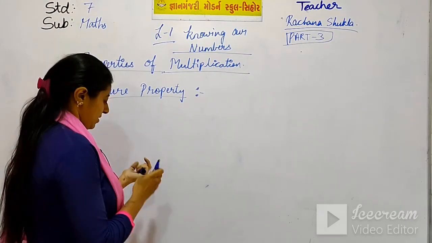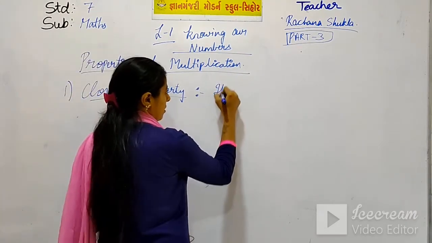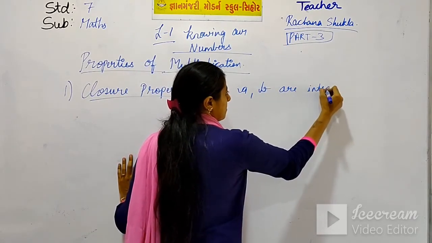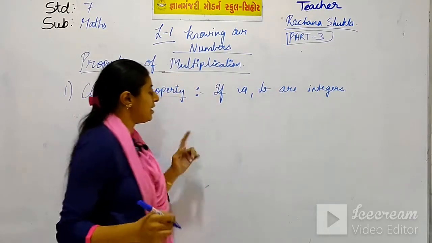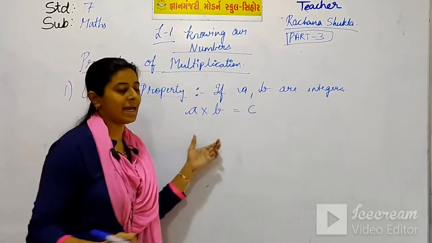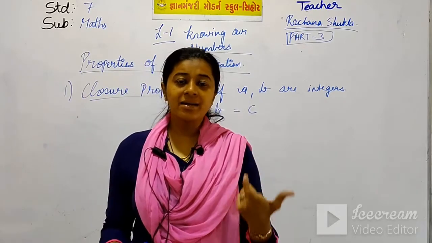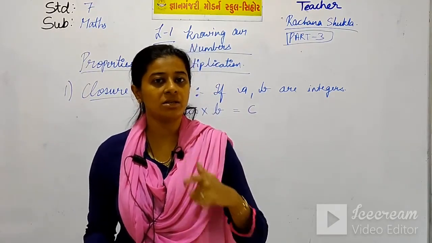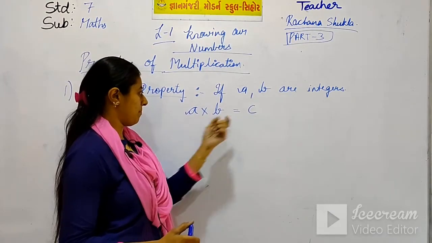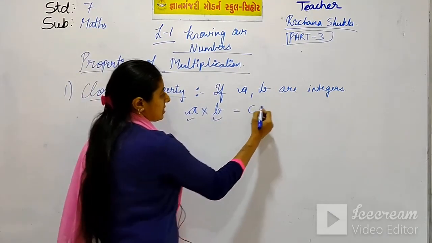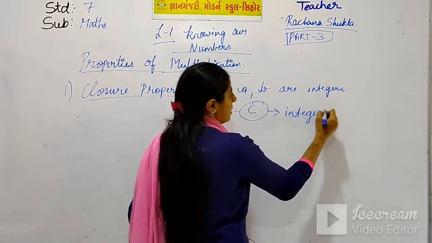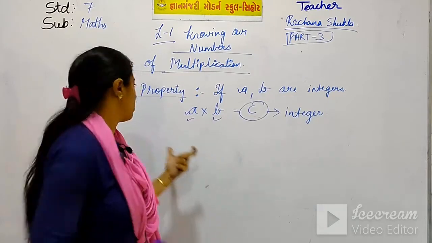Closure property. See, if A and B are integers, and if you multiply A into B, you will get one answer C. So that answer will also be an integer itself. A multiply B is equal to C. If A and B are integers, C will also be an integer. This is property number 1, closure property.